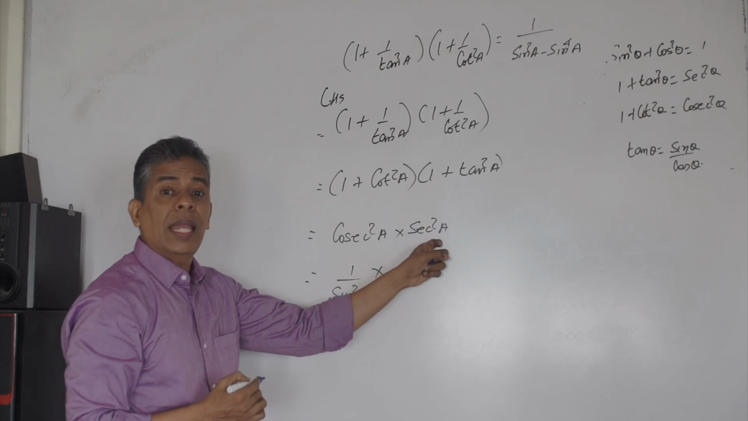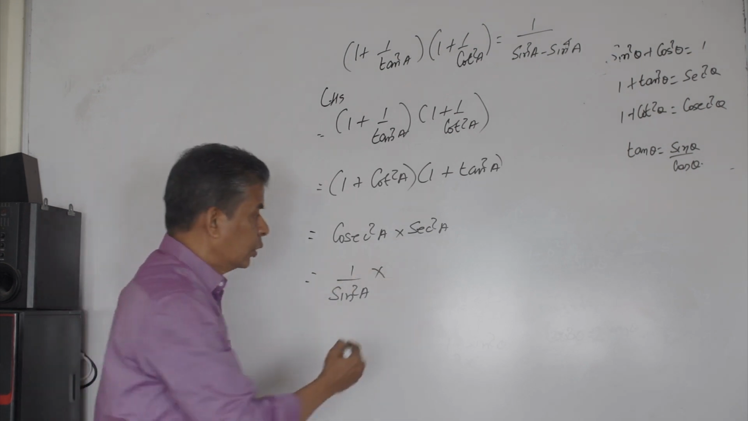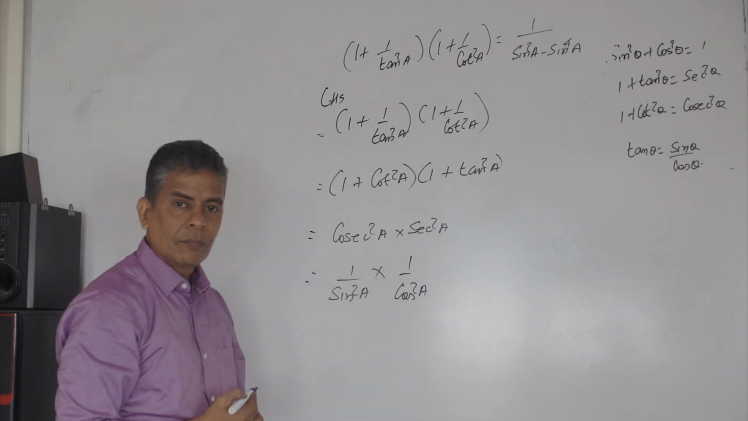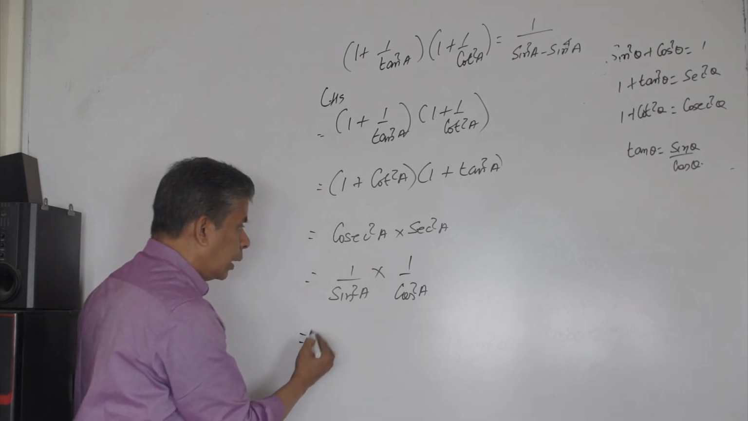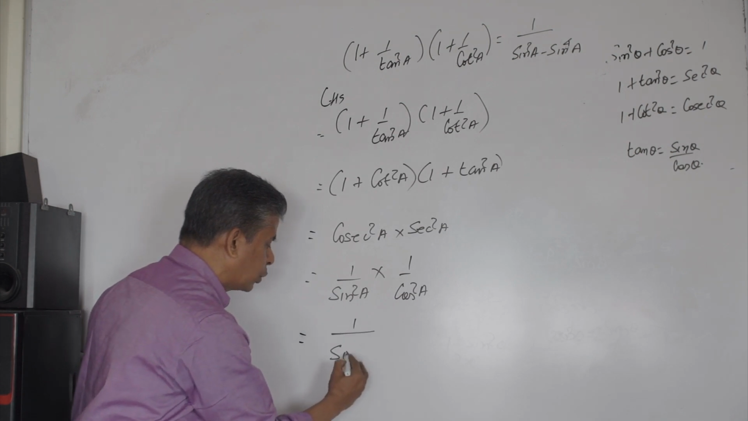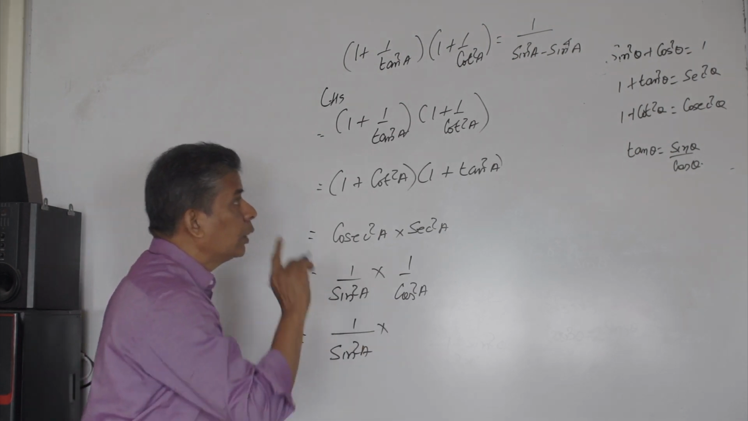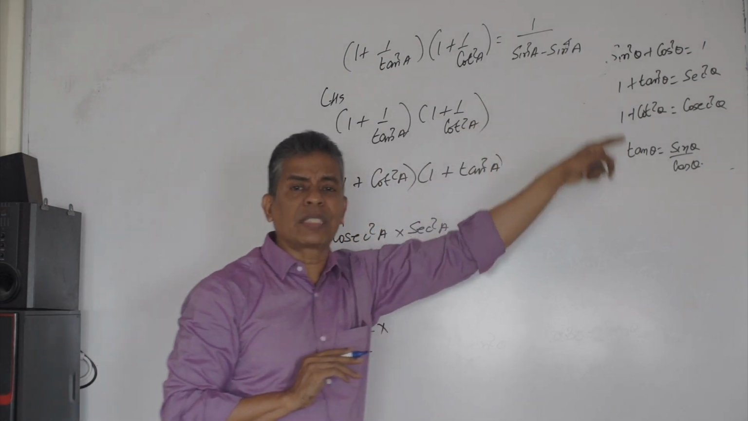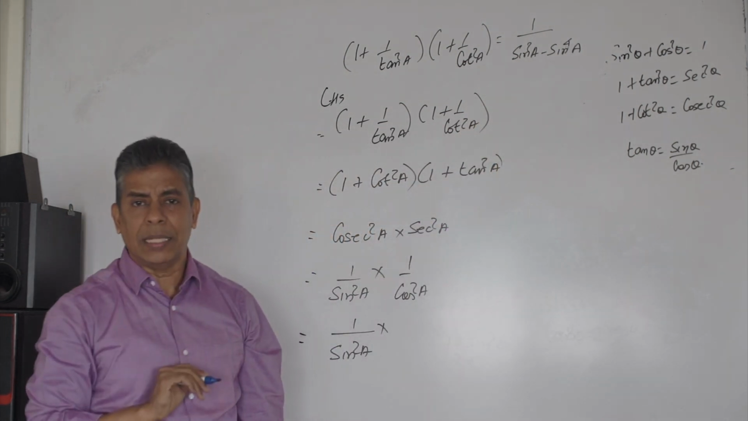सेक का रेसिप्रोकल क्या है? कॉस. सो 1 बाय कॉस स्क्वायर ए. नाउ हियर this is 1 by sin square a into, you see in the final answer if you want both in terms of sin, final answer में दोनों आपको sin में चाहिए.